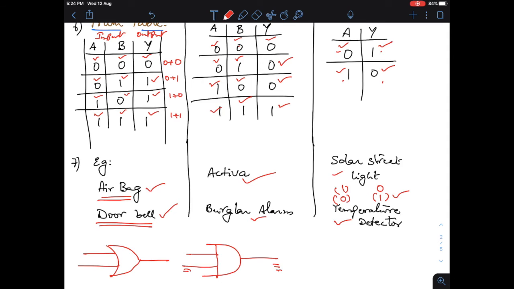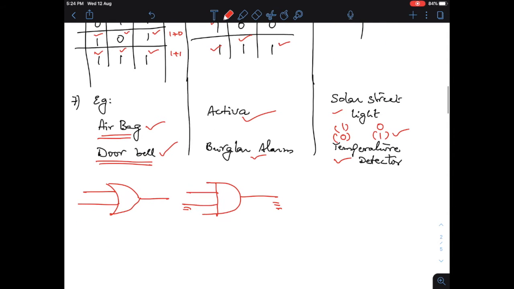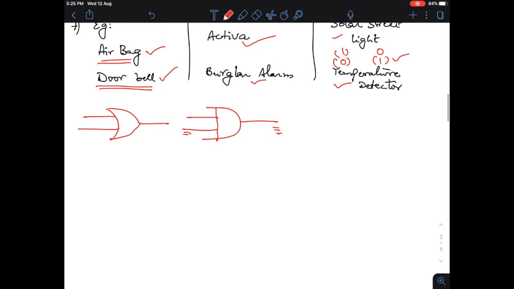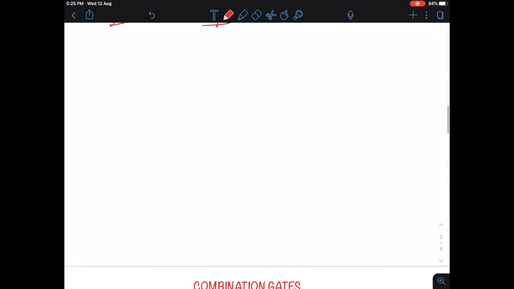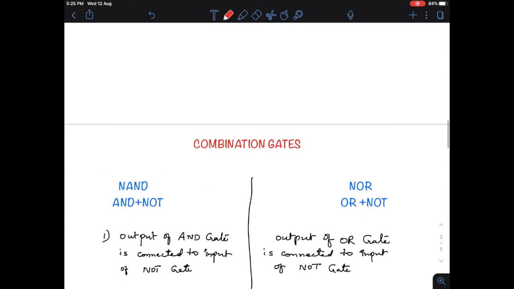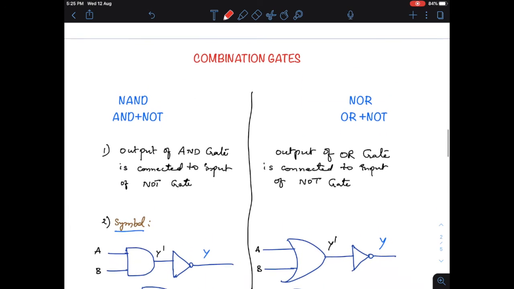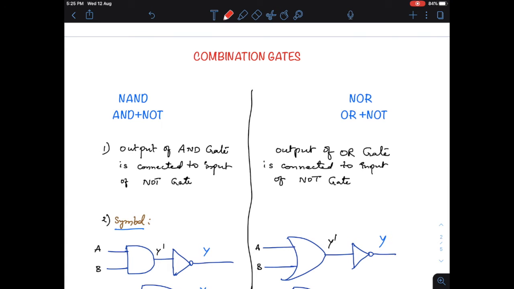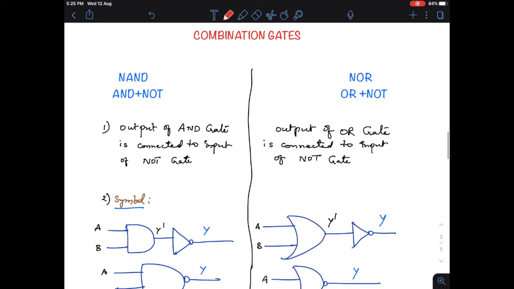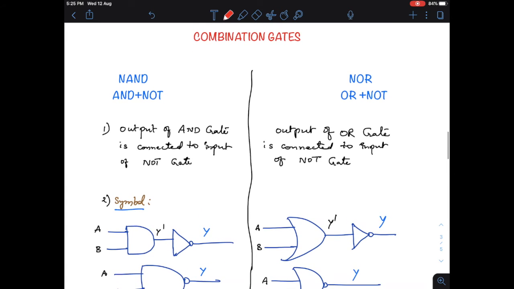Similarly, a temperature detector. For example, when you set a particular temperature, let us say 20 degrees centigrade, and beyond that it is off, otherwise it is on, something like that. So these are certain examples. Now, using these basic gates, we have combination gates. There are a few more, but I am concentrating only on two major combination gates, NAND gate and NOR gate.